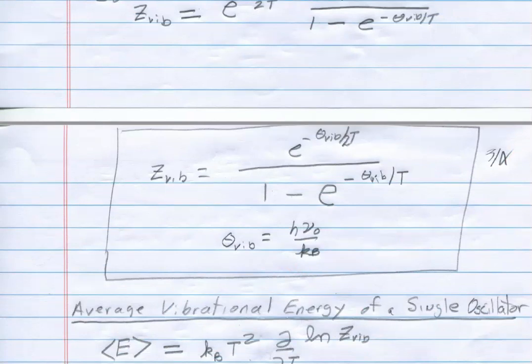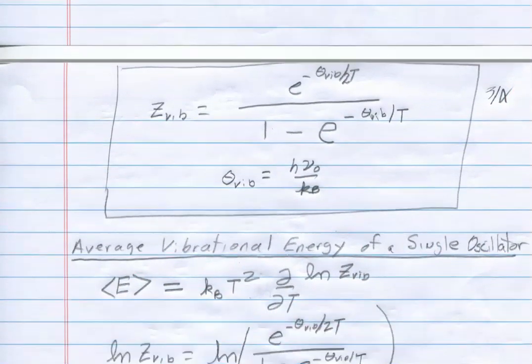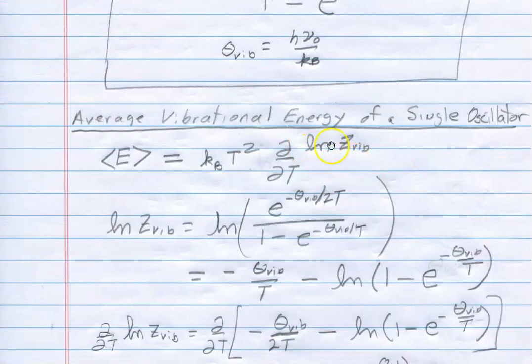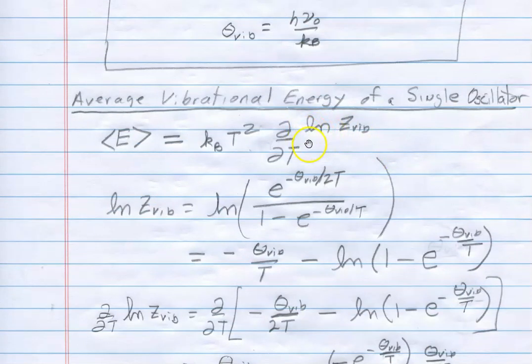Well, once we have the partition function, we can start doing some things with it. This is sort of old hat by now. If you've got the vibrational partition function, then I can get the average vibrational energy of one of these oscillators, which we've represented by the expectation value. And if you remember, that is just kB T squared times the partial derivative of the natural log of the molecular vibration partition function. And I actually simplified this log term a little bit before I took the derivative with respect to T.